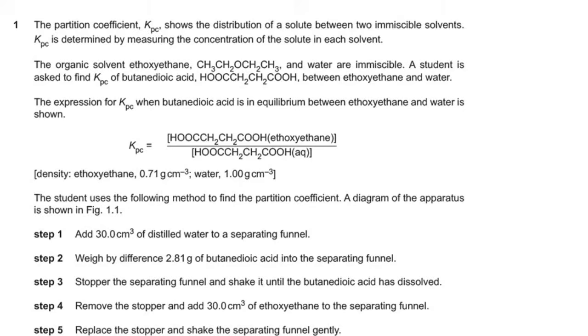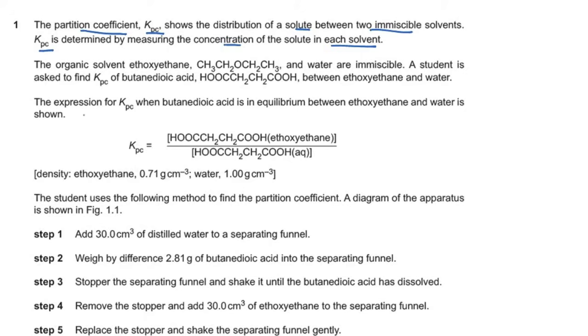In this video, we'll be solving question paper 5-1 or 5-3 of the examination series May-June 2023. So let's start directly with question 1. It's all about partition coefficient. Question 1 says partition coefficient KPC shows the distribution of a solute between two immiscible solvents. KPC is determined by measuring the concentration of solute in each solvent.